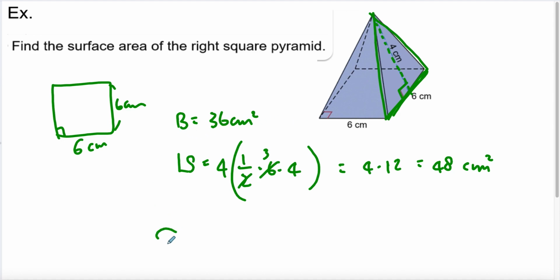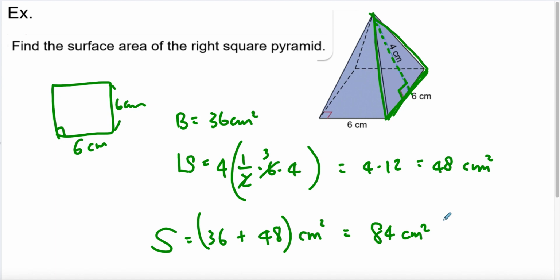So together, surface area is base plus lateral surface, and our unit is square centimeter. So that gives me 84 square centimeters.